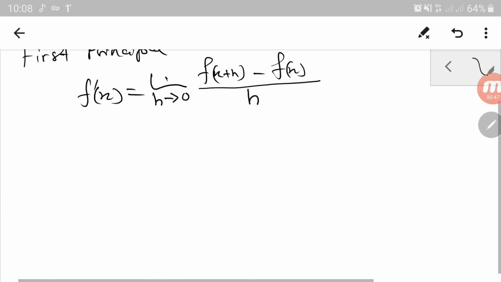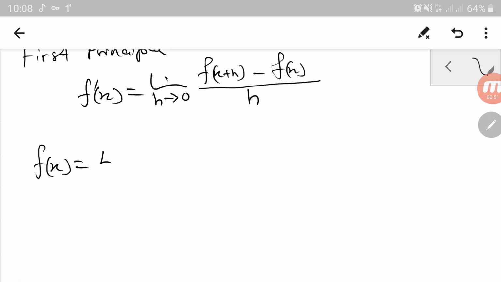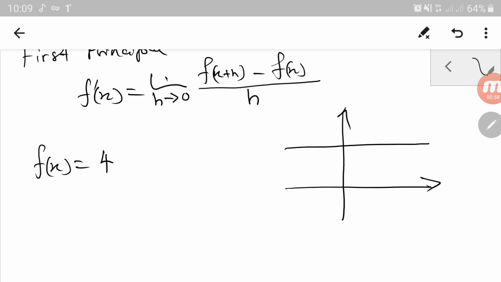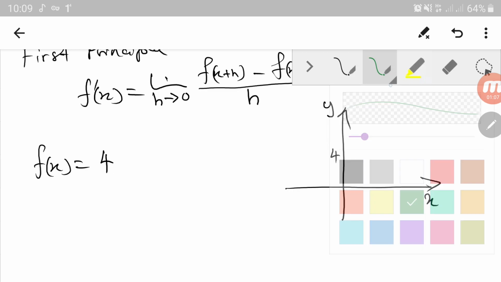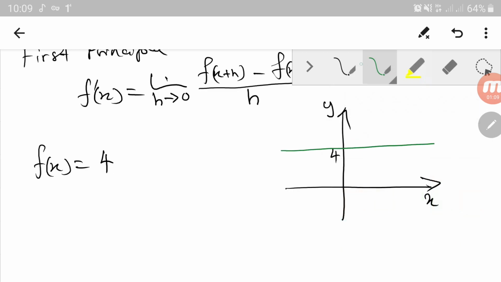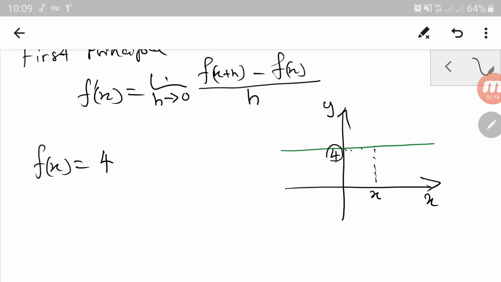Okay, let's get started. Let f(x) be a constant function 4. This constant function 4 can be visualized by having this graph. So this is x, this is y, and the line is 4. Maybe a different color, green. So this is a constant function. Now when it's x, then the y is 4.